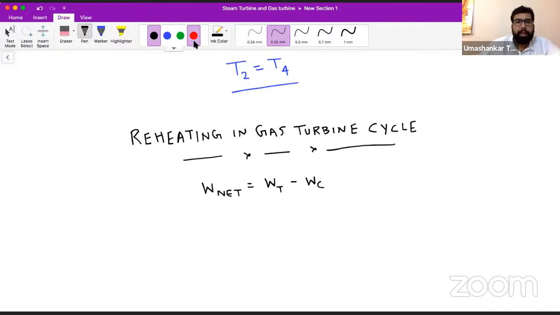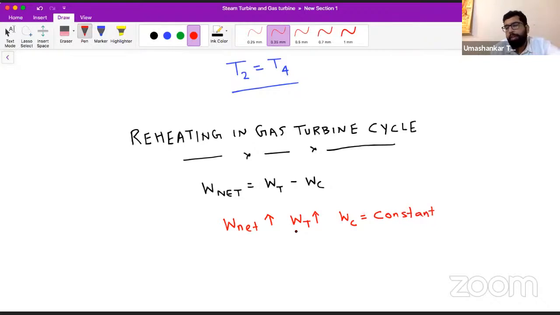But here by reheating, we increase the network by increasing the turbine work. So in reheat cycle, the turbine work is increased, and the compressor work remains constant. It does not change. So why do we use the reheating cycle?